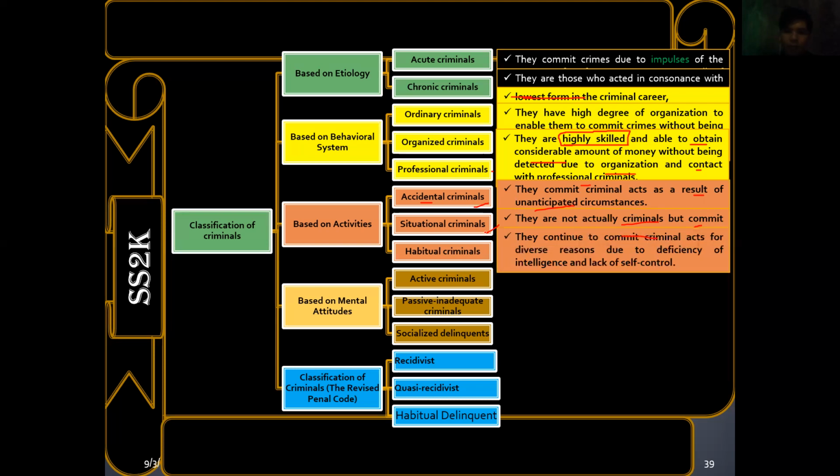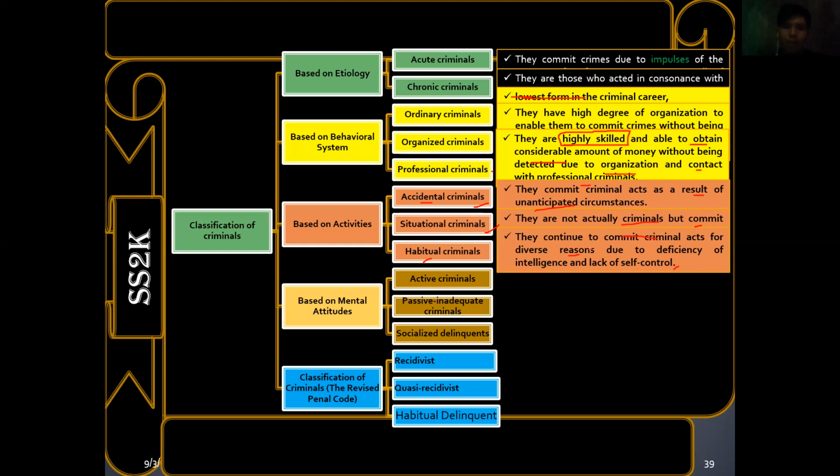Then we have habitual. Habit. From the word habit. So yan po yung nakaugalian mo na gumawa ng krimen. Okay? Habitual criminals continue to commit criminal acts for diverse or different reasons due to deficiency of intelligence and lack of self-control. So hindi mo na makontrol yung sarili mo, okay? Making crime is already your habit. Ayan po yung nakaugalian mo na. Lagi mo nang ginagawa. Okay? So that is habitual. We have those three types of criminals based on activities.